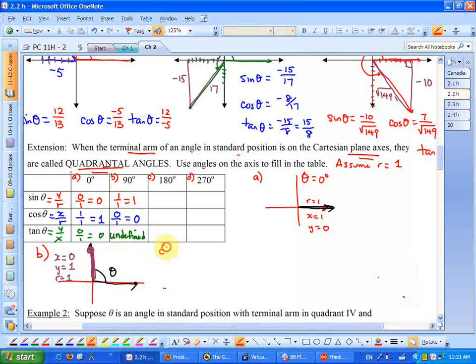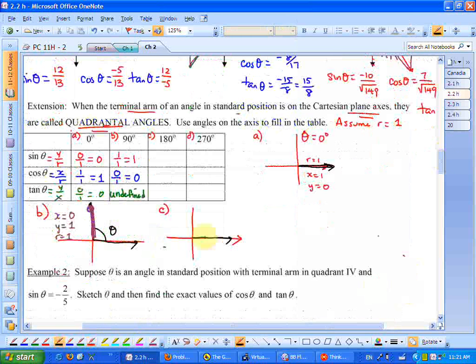I'll draw the pictures for you, and then for D, hopefully you can try that on your own. Okay, the picture for C, which is 180 degrees. Here we go. So initial arm, and I'm going to create my terminal arm, and you're actually going to lie over here on the negative x-axis. There's theta for part C. Which means your triangle is really just flat on the x-axis over there.